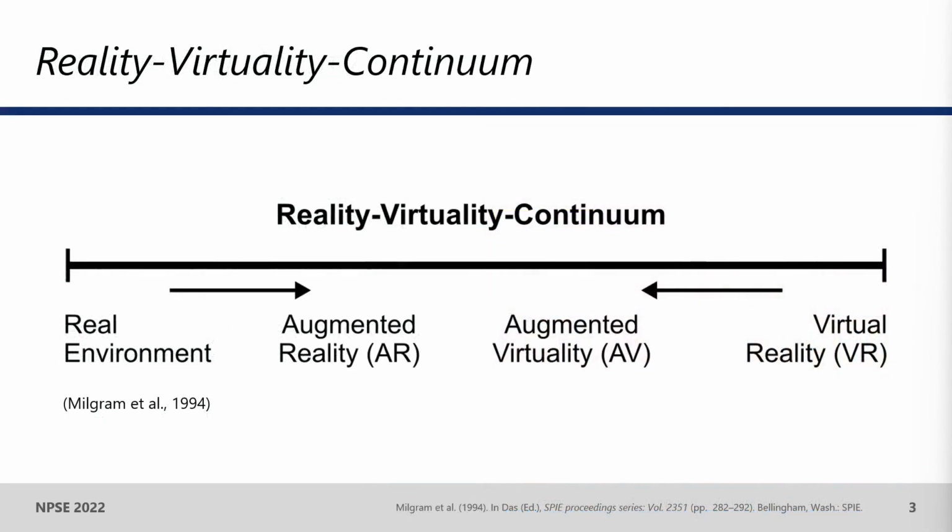Augmented reality mixes reality and virtuality, which is illustrated on the next picture, developed by Milgram and colleagues. You can see that augmented reality is more related to the real environment than to the virtual reality. This is because augmented reality is operating in a real and not a virtual environment.